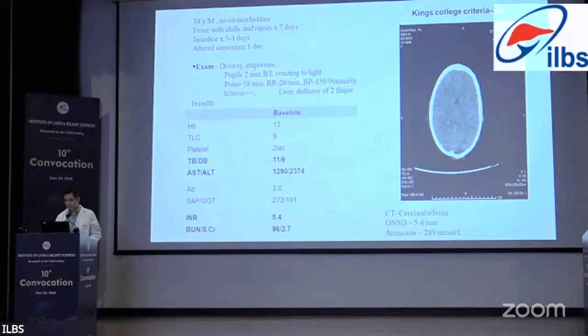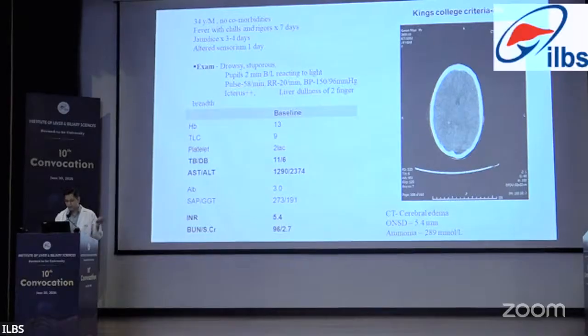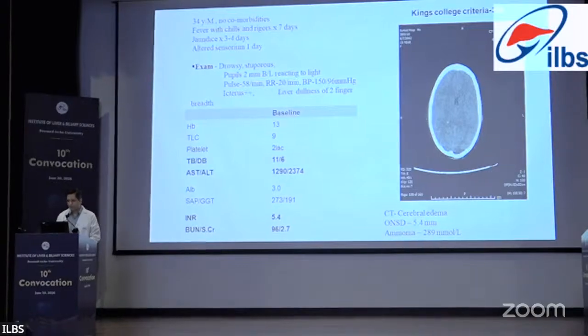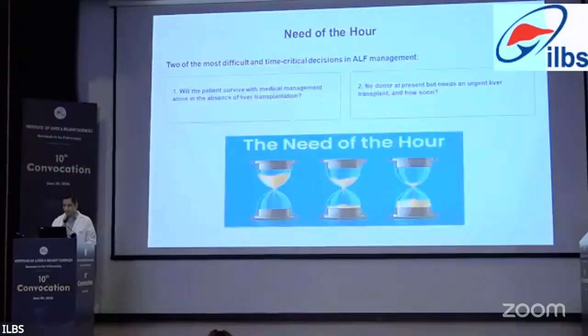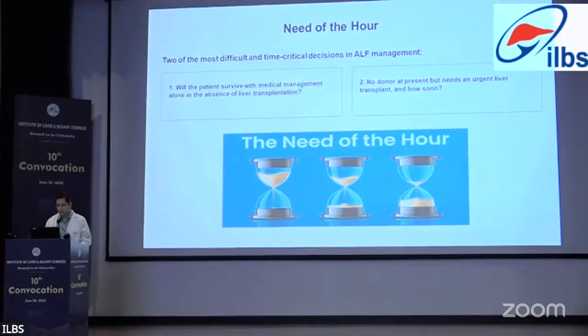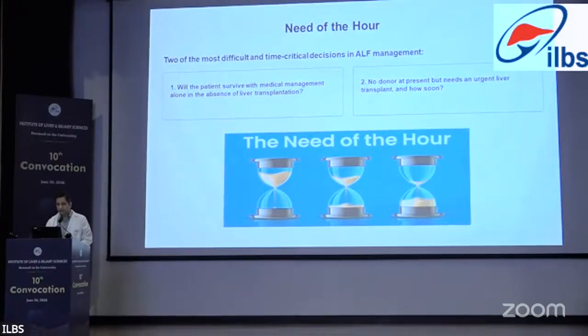So the first question is that this is an acute liver failure with AKI, with high grade cerebral edema, with HE grade 3. Now, if you were to prognosticate this patient, two very important things you need to keep in mind when making these decisions in a clinical scenario is: will this patient survive medical management in the absence of liver transplant? As most of our patients do not have a transplant option when they present to us, and there's no donor at present, but they need a transplant. So how soon can we transplant these patients if the medical management does fail?